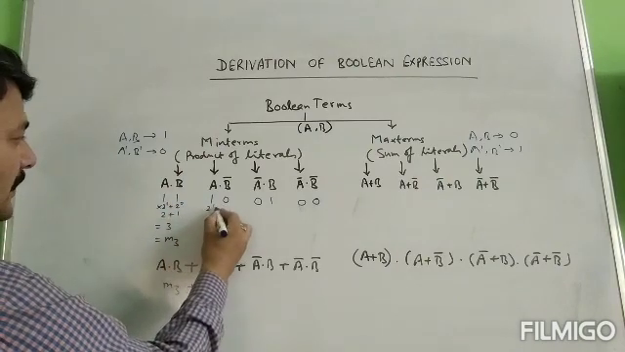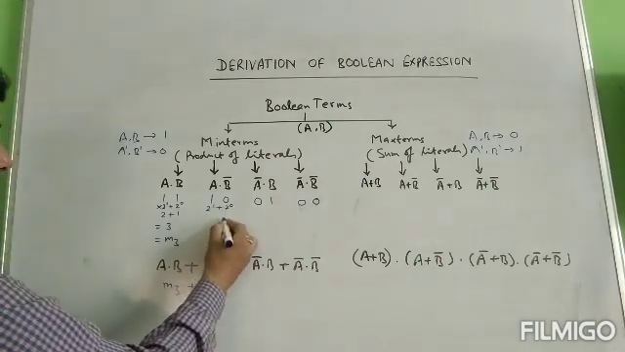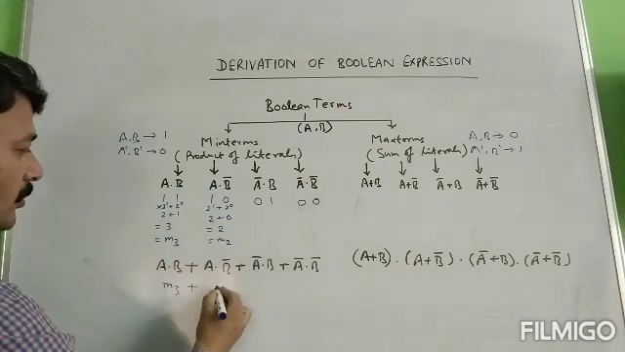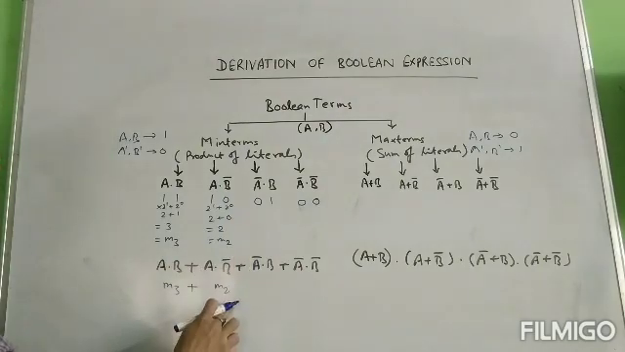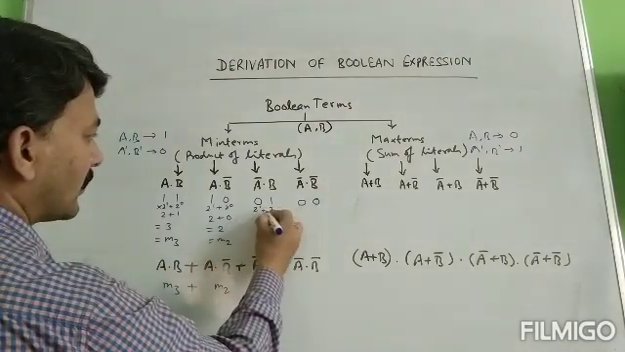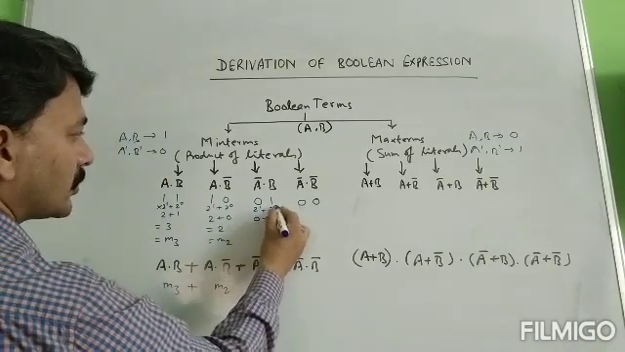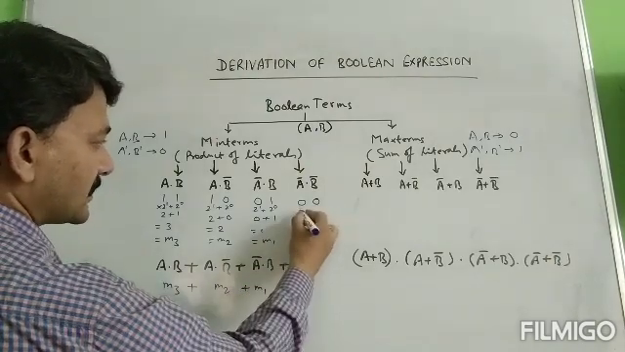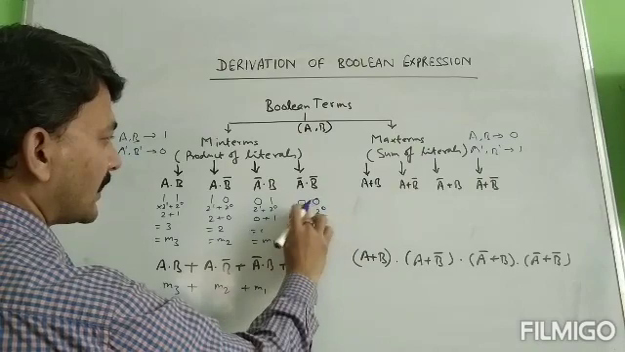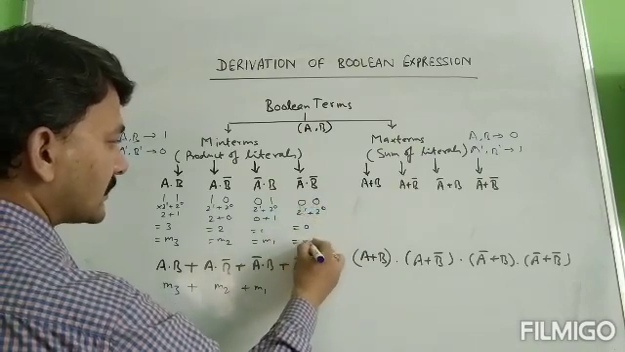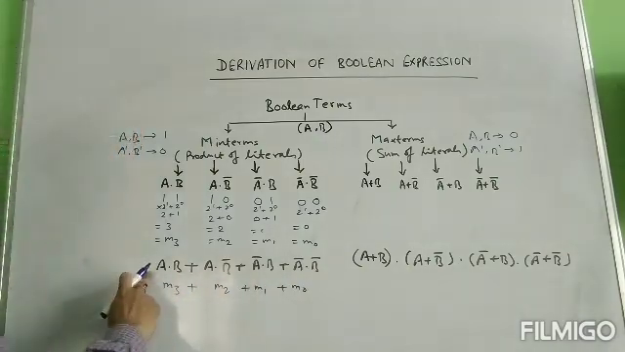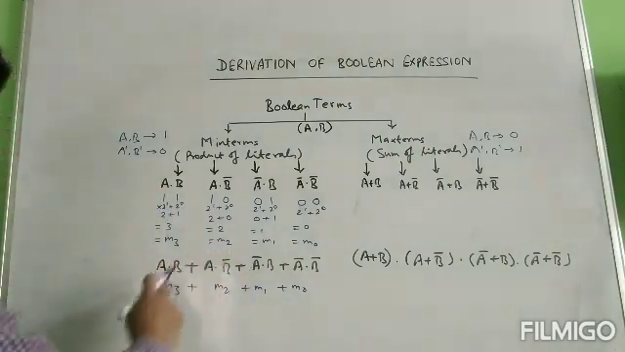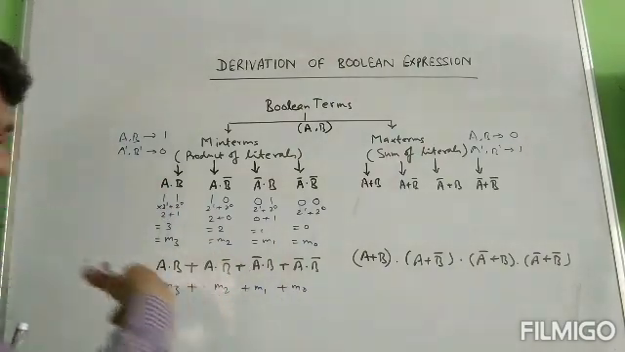Look at this: 1 into 2 to the power 1 plus 0 into 2 to the power 0. 0 into anything is 0, and 2 to the power 1 is 2. The answer is 2, so it's m2. So AB naught can be written as m2. Next, 0 into 2 to the power 1 plus 1 into 2 to the power 0 is 1, so m1. And the last is 0, so m0. So AB or AB naught or A naught B or A naught B naught, this canonical SOP expression becomes m3 or m2 or m1 or m0. This is the cardinal form.